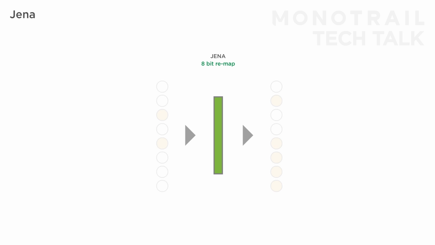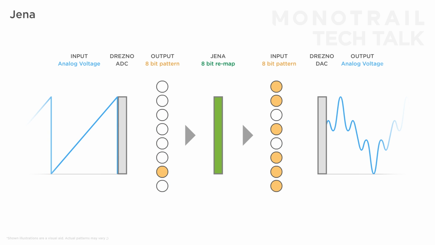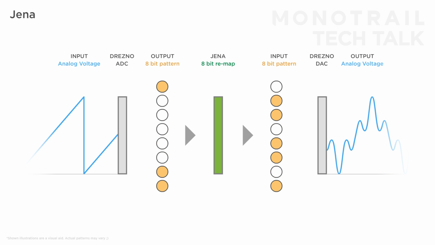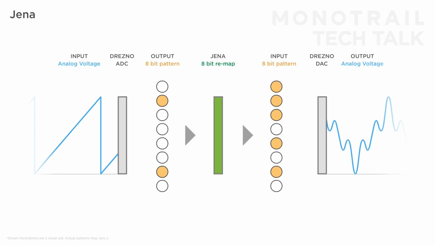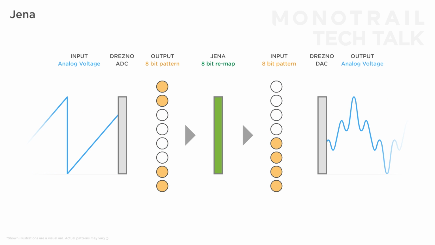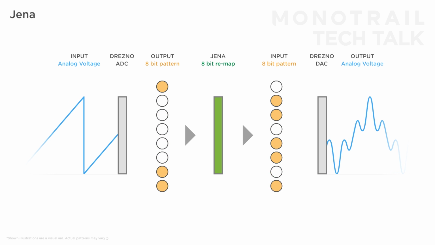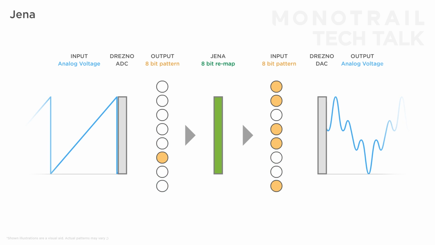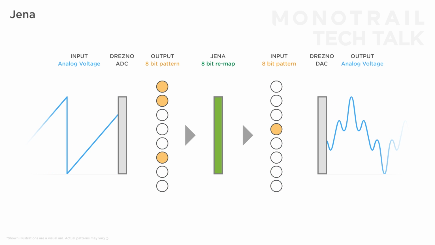The result of this is easy to see when you place Jena in between both converters of Drezno. In this case, the 8-bit patterns created by the analog to digital converter are remapped by Jena before used by the digital to analog converter. Now, as you can see in this example, when you feed a simple saw wave into Drezno, you can get a completely different waveform as a result.